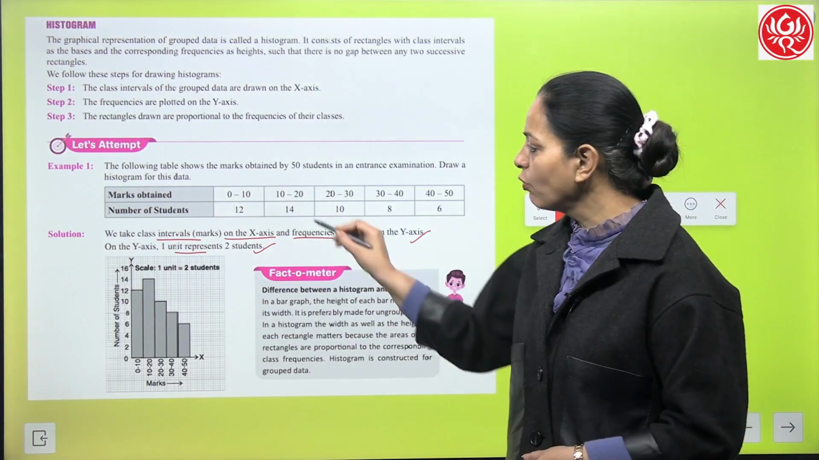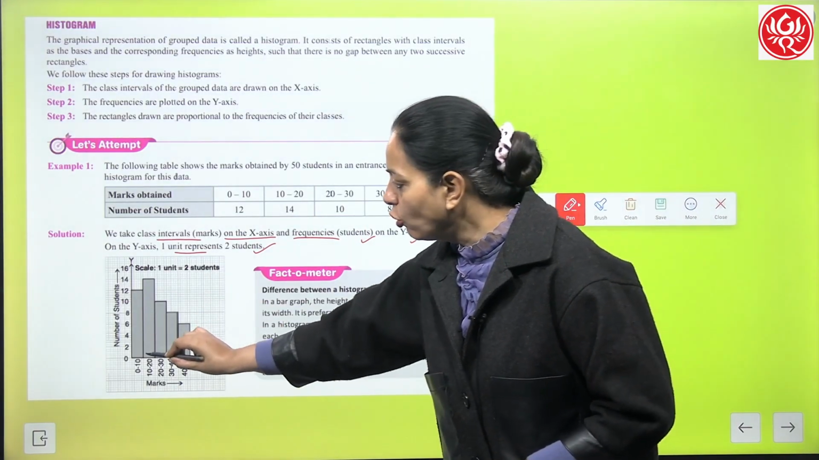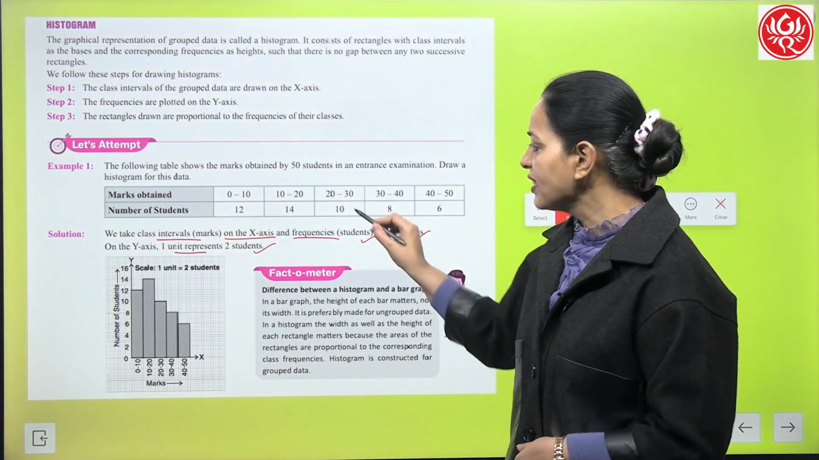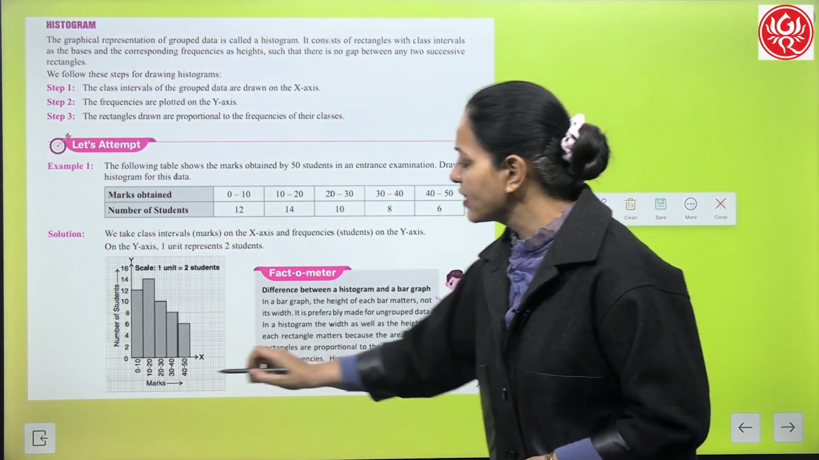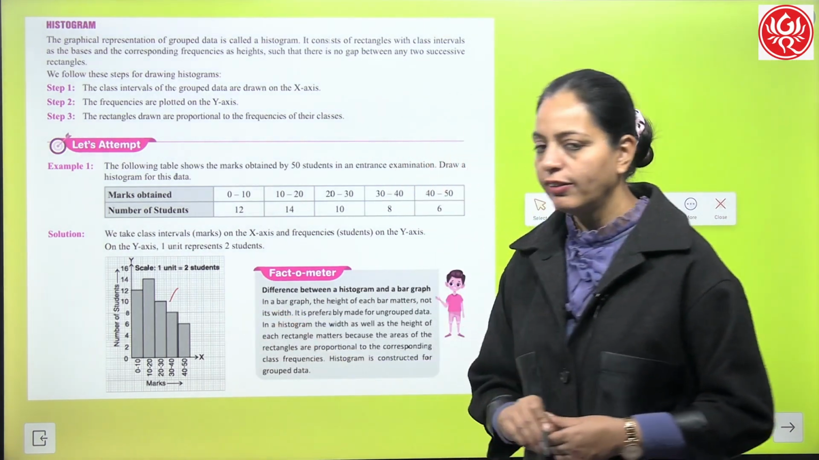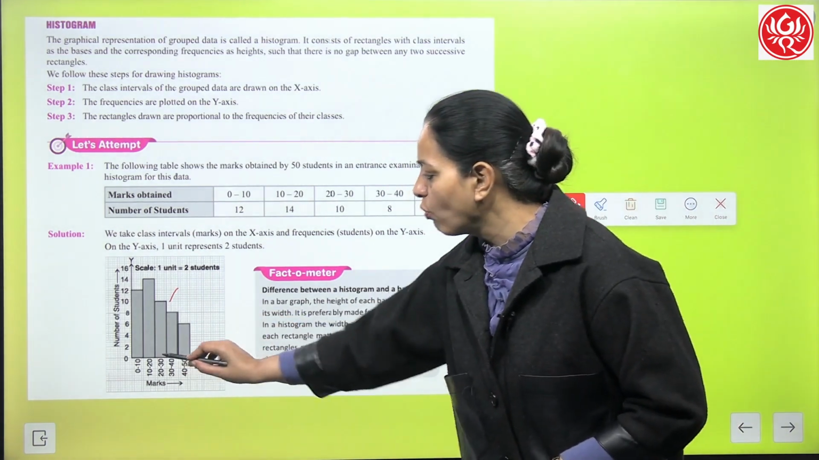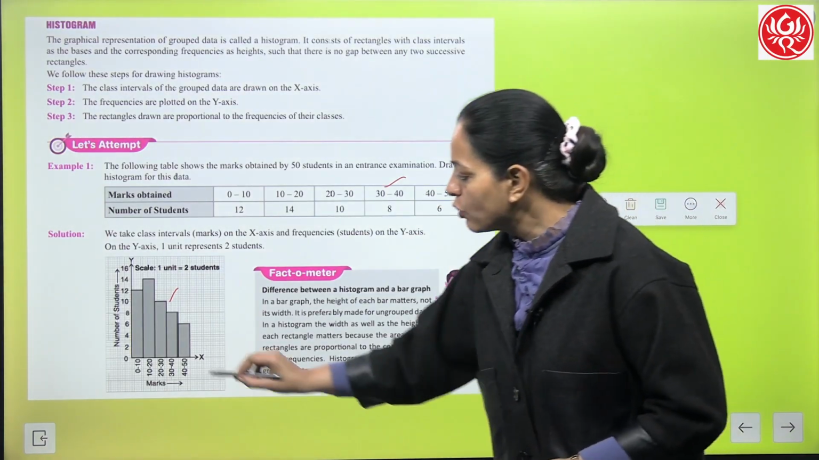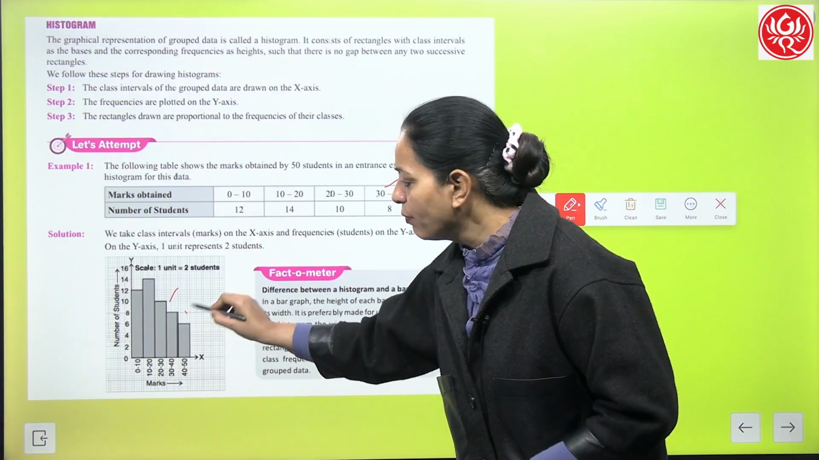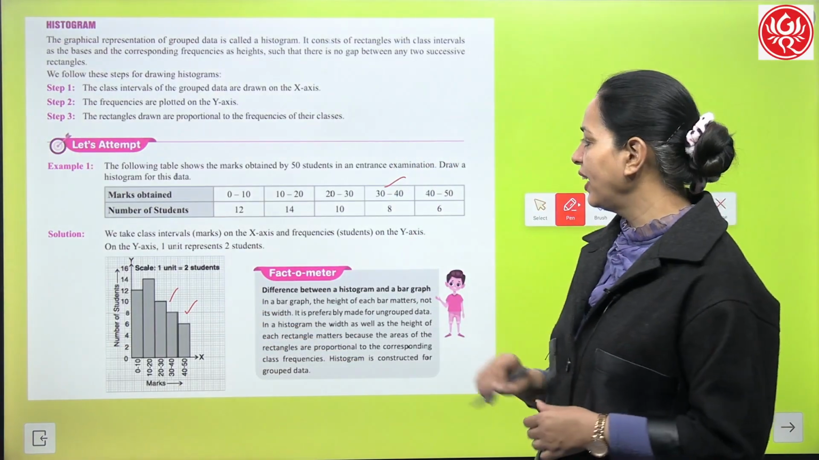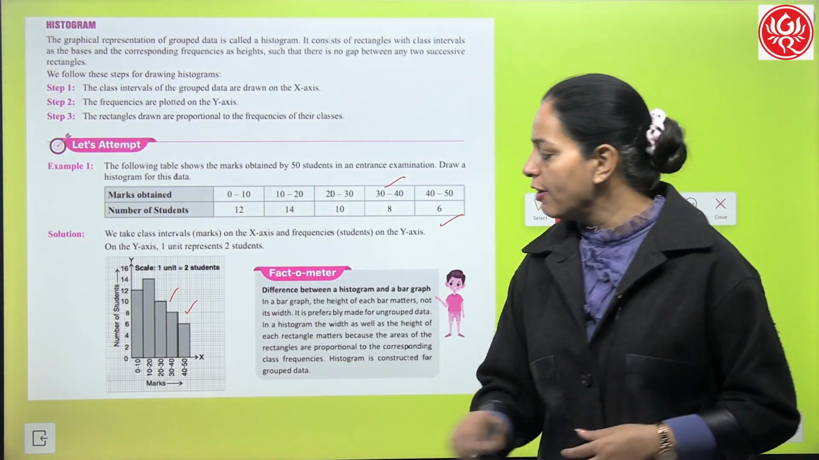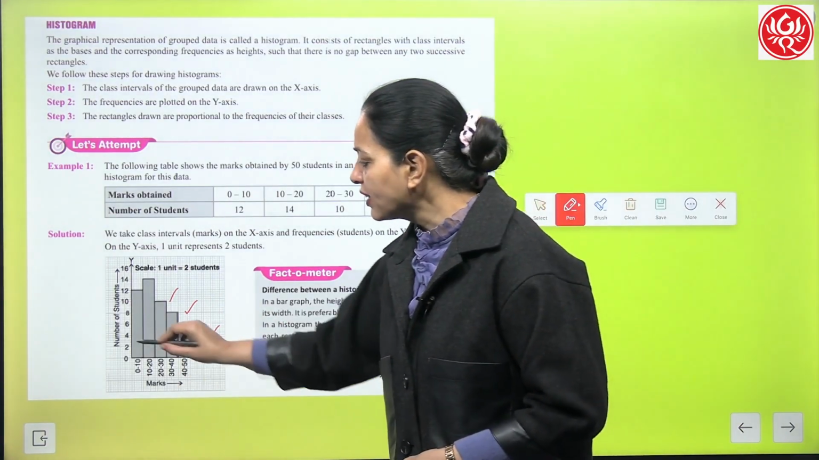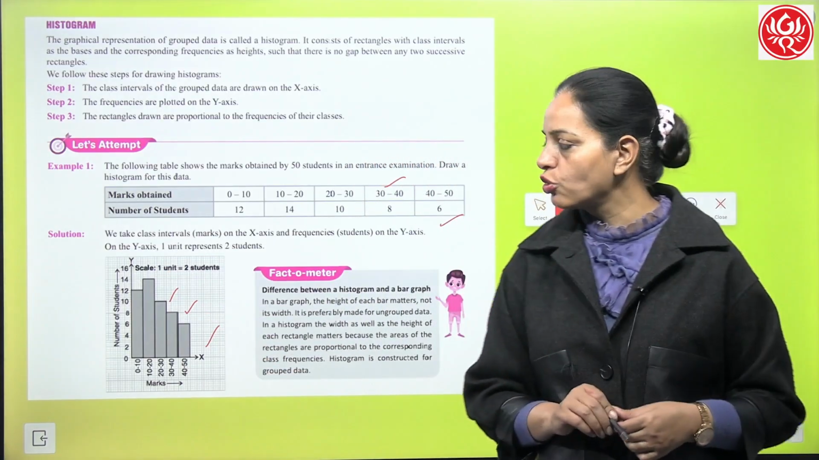Now the next is 14. So no gap, 10 to 20, 14. So draw the rectangle. The next is 10. So draw a rectangle of height 10. Right, class interval is 20 to 30. Now next is 30 to 40. So here draw the next rectangle, height is 8, and then the last 40 to 50, that is 6. Right. So these are the marks and these are the number of students.